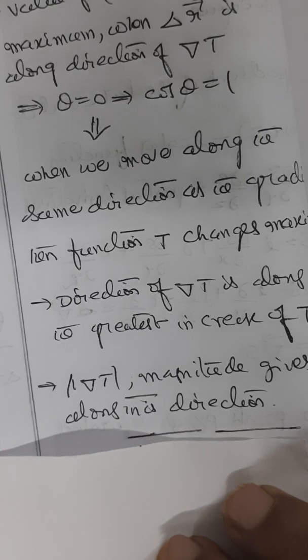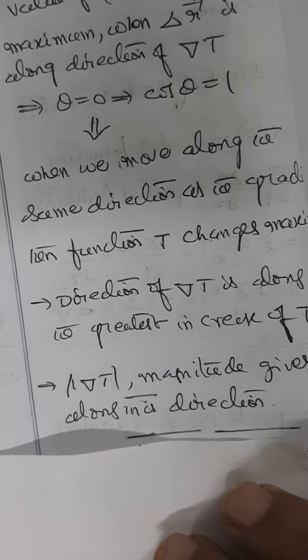Therefore, we can conclude from this that the gradient of a scalar field at any point can be defined as a vector quantity whose magnitude is the maximum rate of change at that point and whose direction is along the normal at that point.